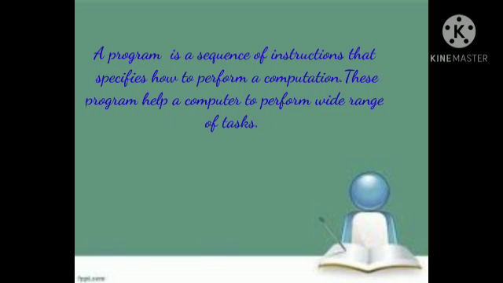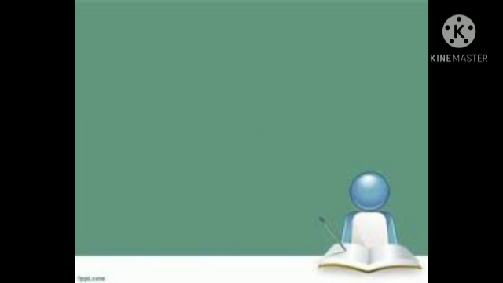So to get the desired output from the computer, we key in the instructions to the computer using different programming languages. Some specific computer languages are used to write programs. Some of the popular programming languages are Python, C, C++, Pascal, Java, etc. A program is a sequence of instructions that specifies how to perform a computation. These programs help the computer to perform a wide range of tasks.